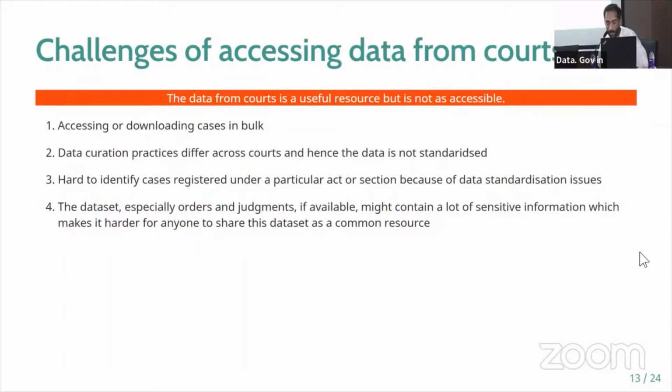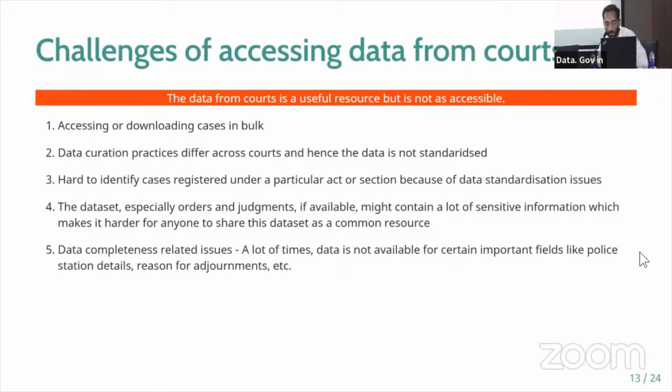So dealing with this, especially in POCSO cases, is very difficult. Data completeness, a lot of times, depends on how the data is curated. Sometimes a lot of important fields are missing. And since things are getting digitized only now, which means that pre-2015 or pre-2014, the quality of data is not that good.